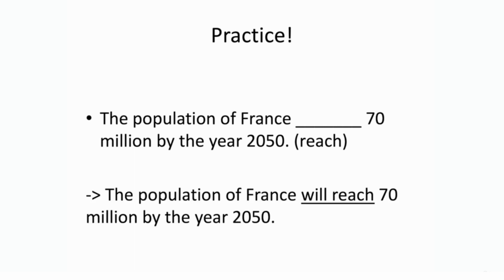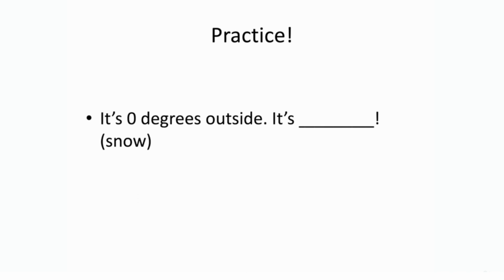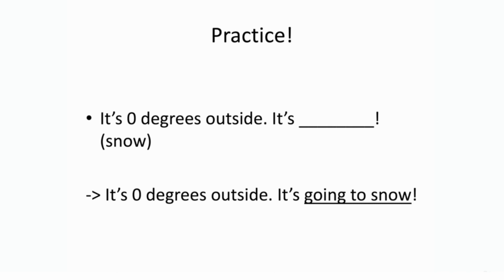The population of France will reach 70 million by the year 2050. This is a prediction about the future. Therefore, we use will. It's 0 degrees outside. It's going to snow. We use going to in this sentence because we are talking about something that is very probable based on what we can see, which is the temperature outside.